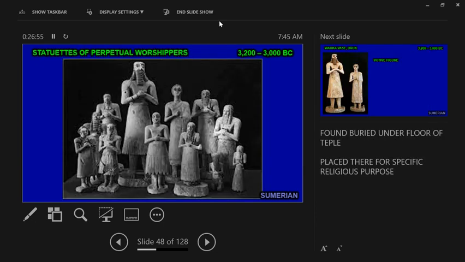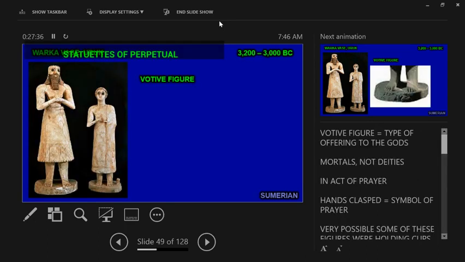Next, I want to show you guys the statuettes of perpetual worshipers. These figures are found buried under the floor of a temple, and they are placed there for a religious purpose. And these are votive figures. A votive is a type of offering to the gods. These figures are mortals, not deities, and they are in the act of prayer.